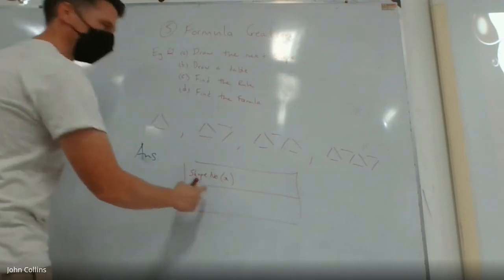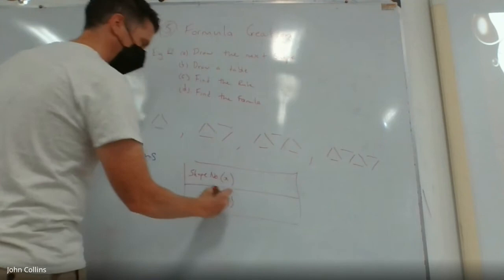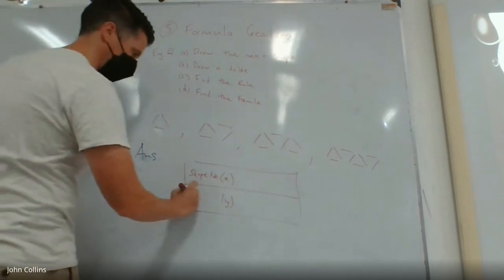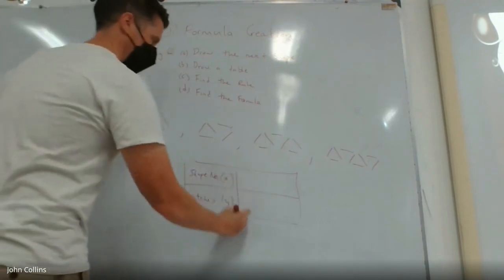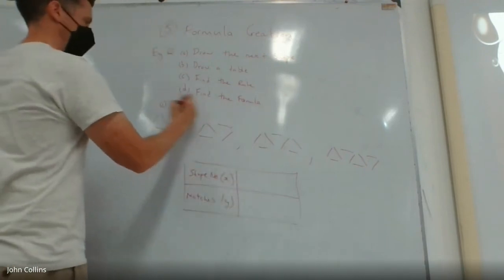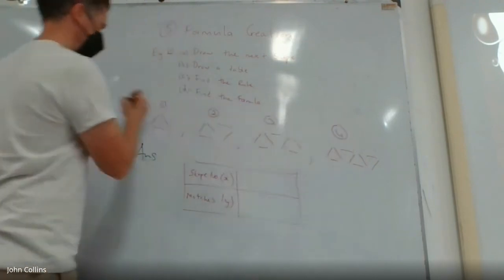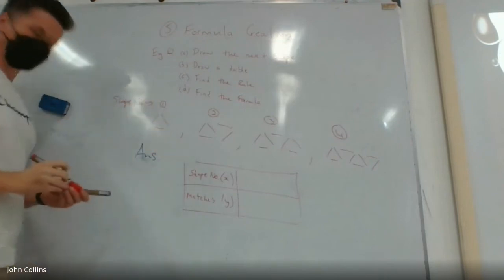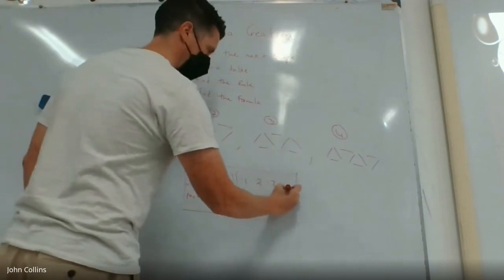What goes down here then? Y. Okay. You've defined the letter, and what are we going to count? Matches, yeah. So this would be shape number 1, 2, 3, and 4. And now we need to count the matches to match. So we got 1, 2, 3, 4.